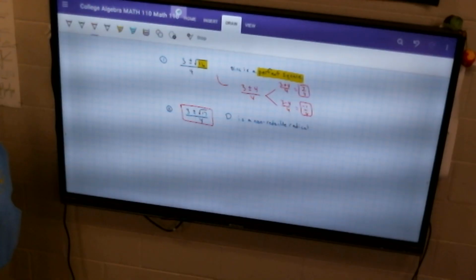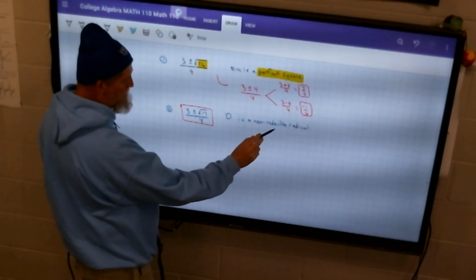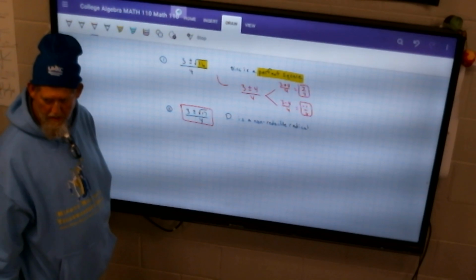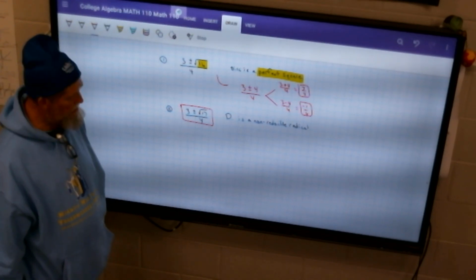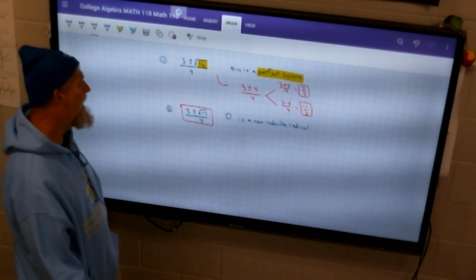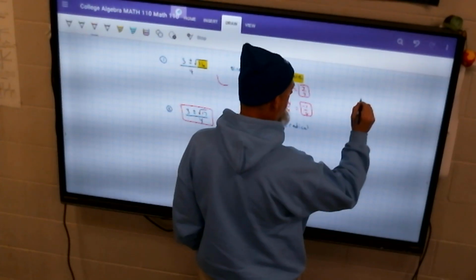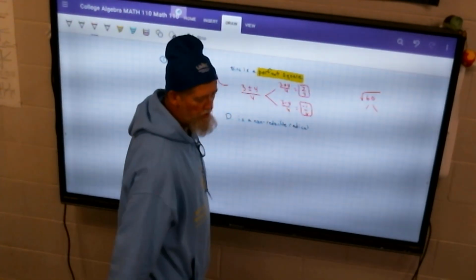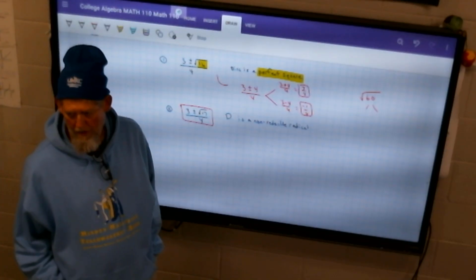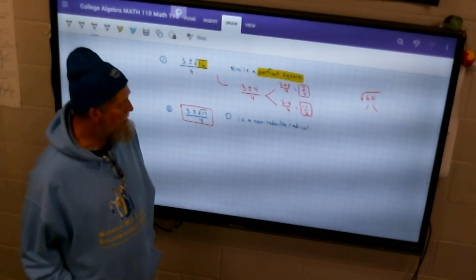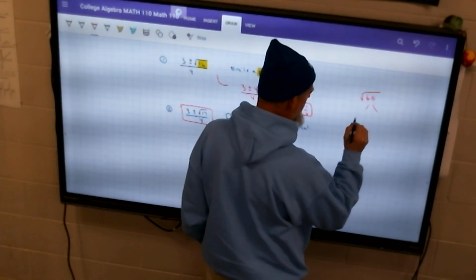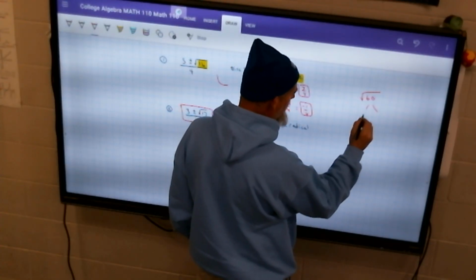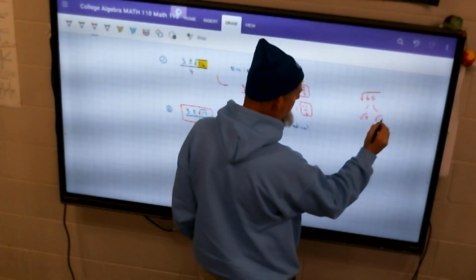Non-reducible radical. Do you understand what I mean by non-reducible radical? You can't reduce it. It's something like the square root of 65. The square root of 65. Can that be broken down? Square root of 6, square root of 10. Let's go with the square root of 4 and the square root of 15.